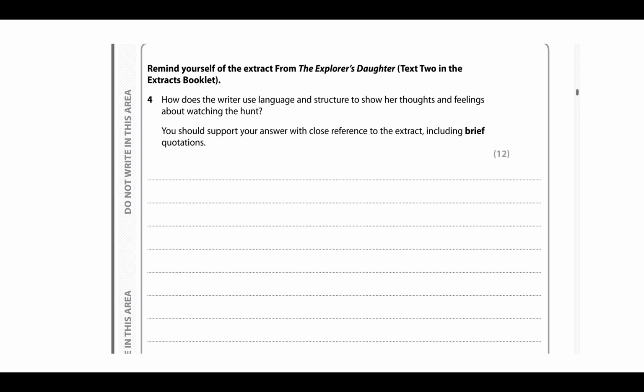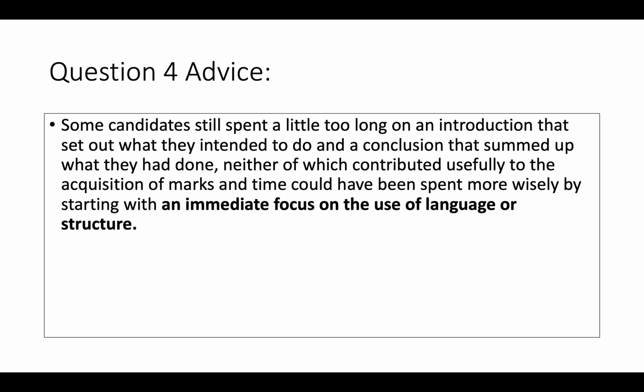So it will always be how writers use language and structure, but they will give you a different topic every time, just to give you some focus, just to give you something to work towards, rather than just analyse language. They're giving you a purpose to analyse that language for. And they always give you this reminder: use quotations, including brief quotations. So make sure those quotations are as short as you need them to be. You don't need to waste time writing out a whole sentence if you only need 2 words from that sentence. And the better you quote, the more marks you'll get as well.